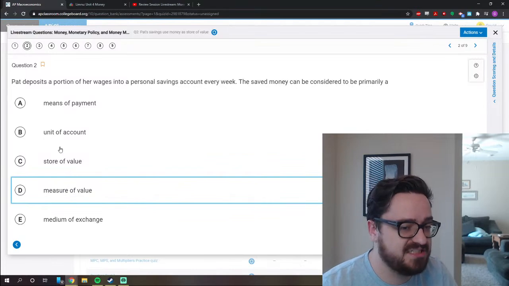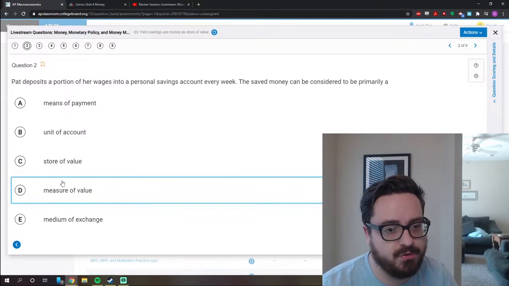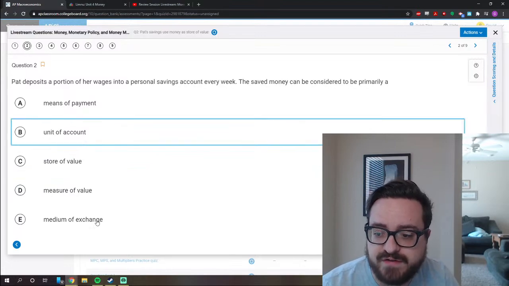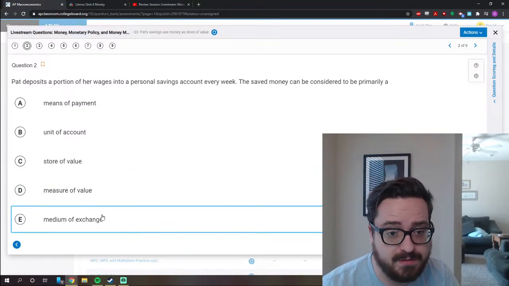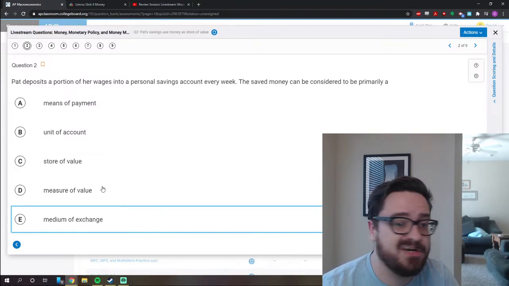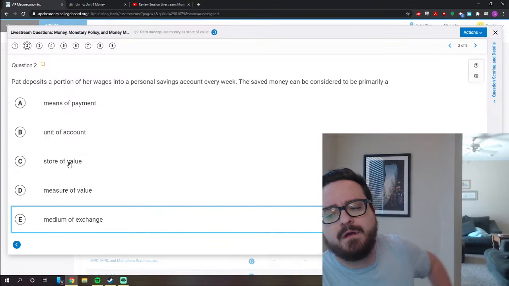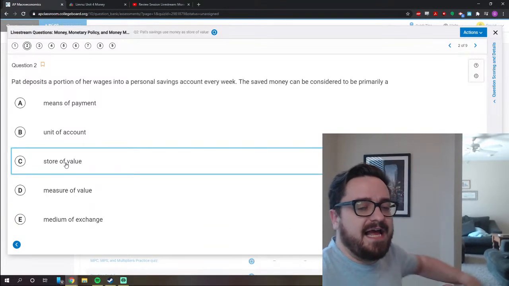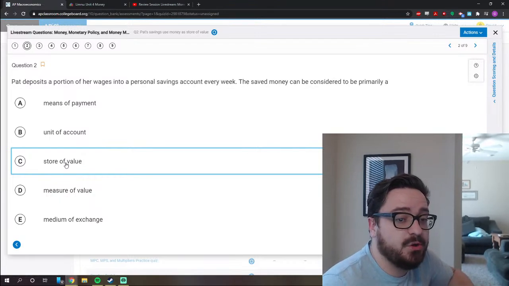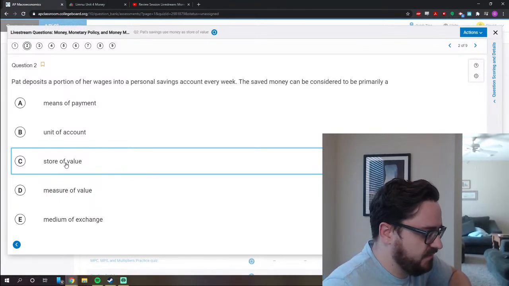Measure of value isn't a thing. That's just to throw you off. You do have to know some vocab here, which is that store of value, unit of account, and medium of exchange are the 3 primary functions of money. So it had to be B, C, or E. A and D are nothing. And out of those, C is the one that is actively being engaged in this scenario, because money holding its value over time is what savings is all about.